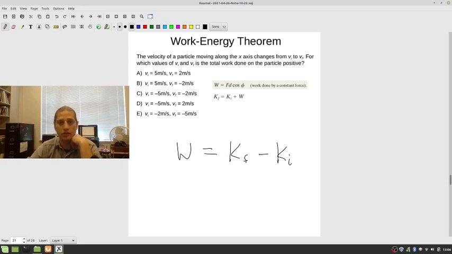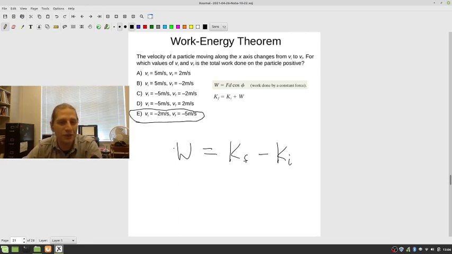So let's look. Are there any of these cases where we're going faster at the end than at the beginning? Initial, final, slower. Initial, final, slower. Initial, final, slower. Initial, final, faster. Okay, got to be this one.